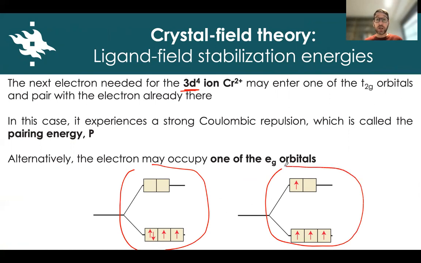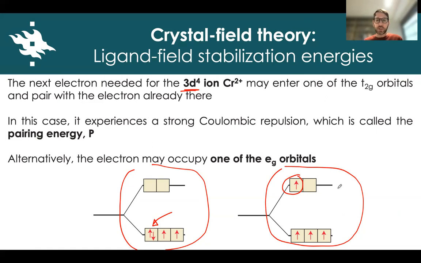So in this case, there are 2 scenarios that are possible. For the first 3 electrons, they will occupy each one of the T2G orbitals. But then for the 4th electron, we have 2 possibilities. In the first possibility, the 4th electron pairs with one of the electrons in one of the T2G orbitals, or the 4th electron will occupy one of the EG orbitals.